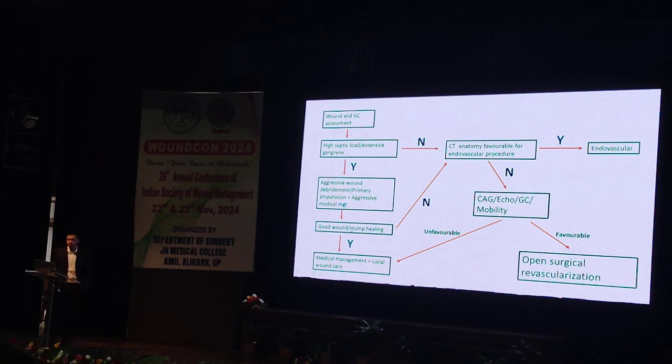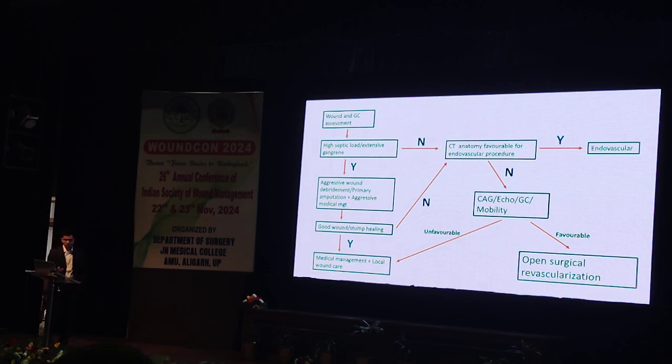Now, if we get a good wound healing and the stump is healing well, we don't do much because the part that was dead, we have already taken it out, and maybe the blood supply that is coming to the limb is adequate for the remaining part, and we continue on aggressive medical management, smoking cessation, and local wound care as required. But in cases in which the stump is not healing, or in cases in which at the first presentation the wound was not extensive, we can go for revascularization.